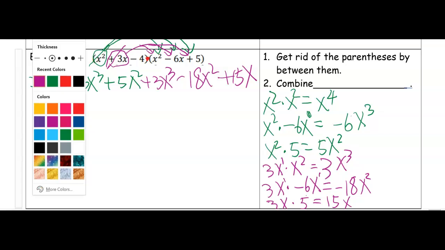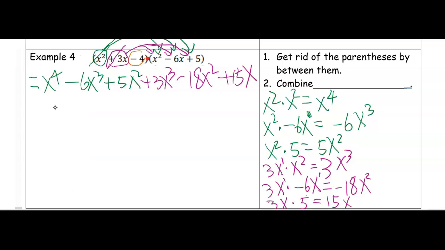And we have a last guy in the first house that we need to multiply with, which is negative 4, don't forget the sign, okay? Times everybody in the second house. First, negative 4 times x squared. Number part is just a negative 4. X part is just x squared. So it's negative 4x squared.